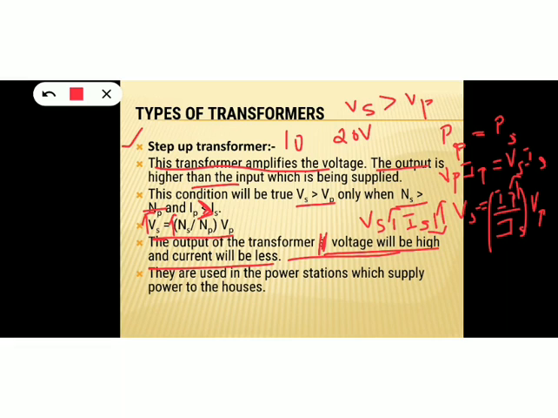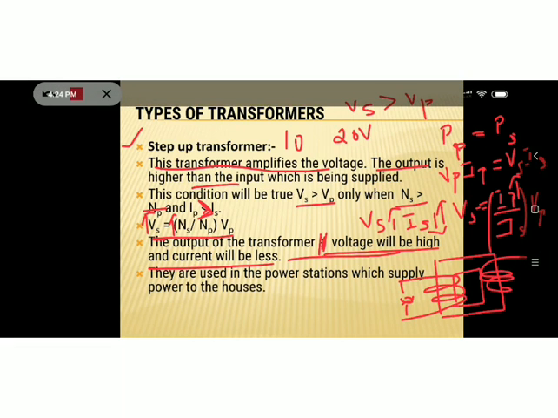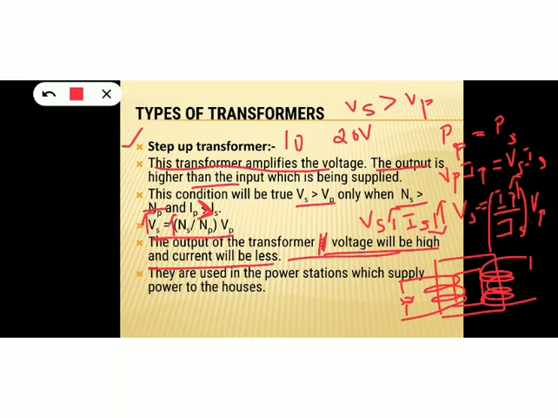And these are used in power stations which supply power to the houses. Okay. So what will be the structure of a step-up transformer? See, in the primary the number of turns must be less. So the number of turns is less in the primary, and in the secondary, the number of turns must be greater. The number of turns in the secondary coil is greater and we receive the voltage across the secondary, and at the output end we will get high voltage and low current.